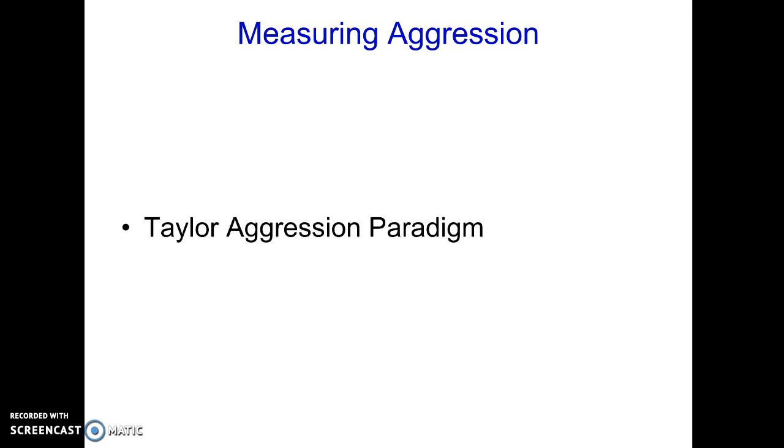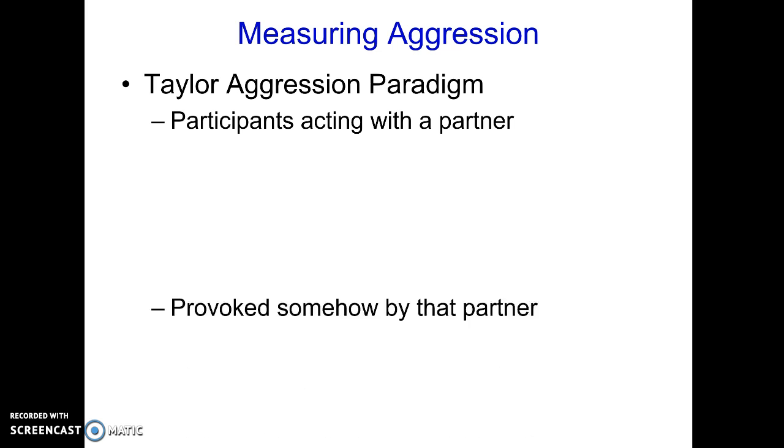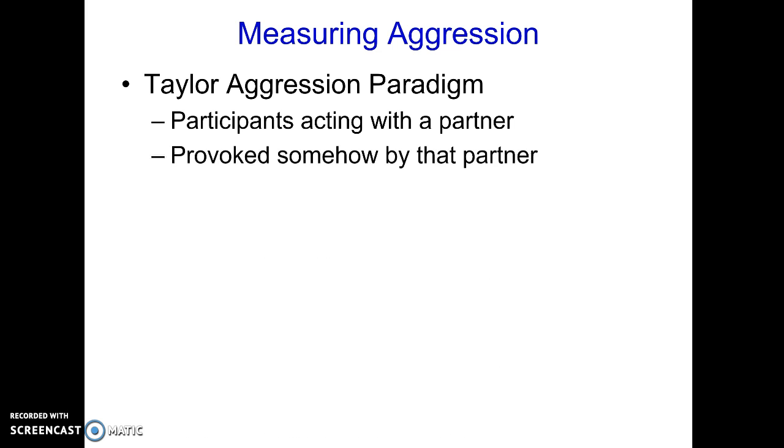All right, so let's talk. The most widely used way is the TAP, or the Taylor aggression paradigm. Participants think they're doing something with a partner. And basically what happens is somehow they get provoked. There are a lot of different ways we can provoke people in the lab. The method of provocation is inconsequential to this, but you just provoke some people. And the provocation has to come from the person they're working with.